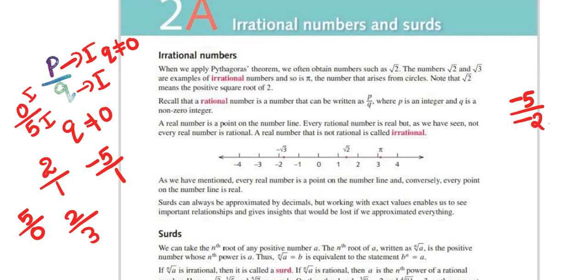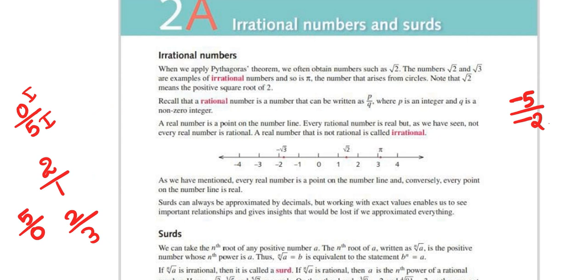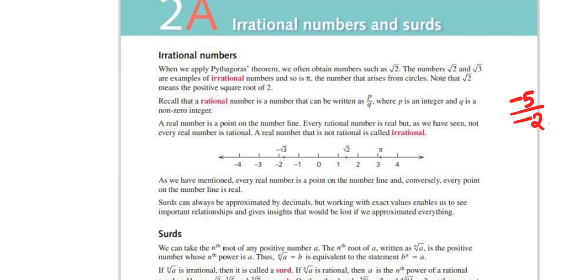So any number that can be written in the form p by q, where p and q are integers and q is not equal to 0, is called a rational number. Irrational number means any number that cannot be written in the form p by q. For example, root 2. Any number having most of the prime numbers under root is irrational, for example root 2, root 5, then root 3.